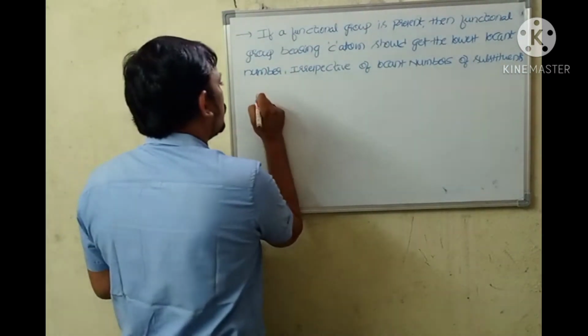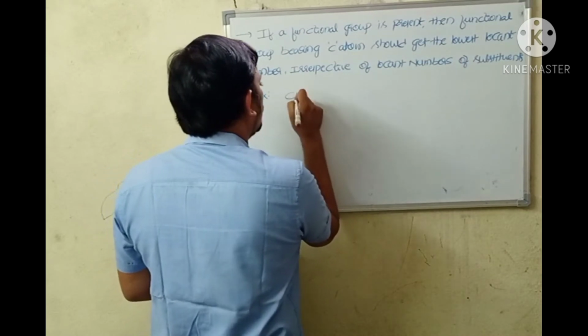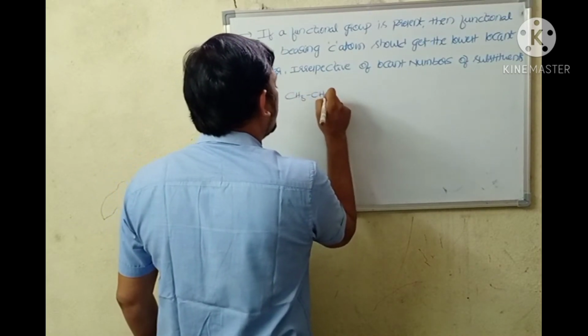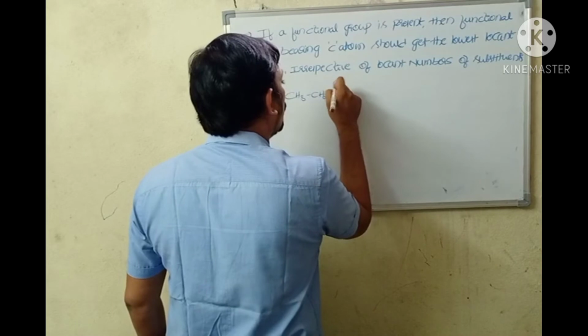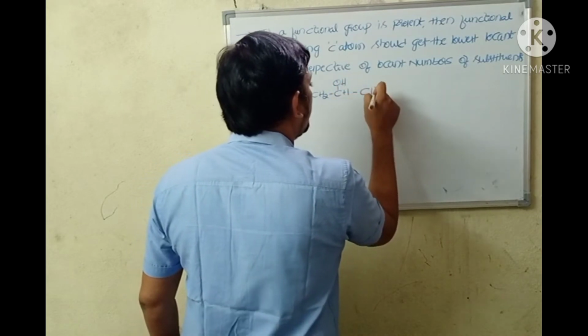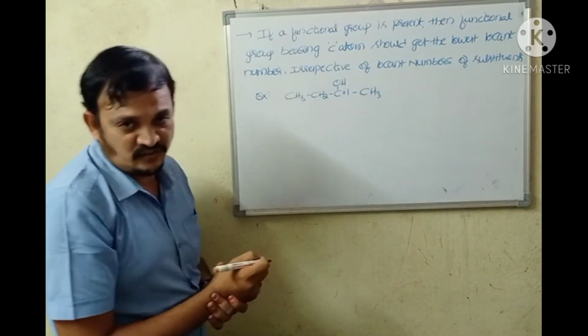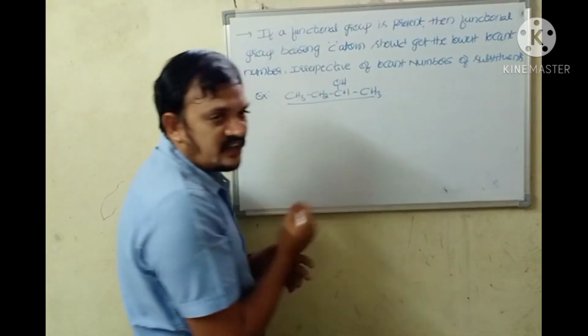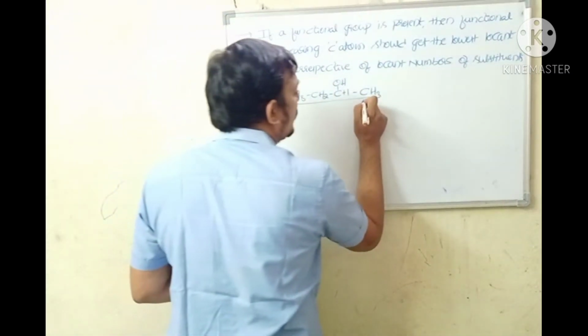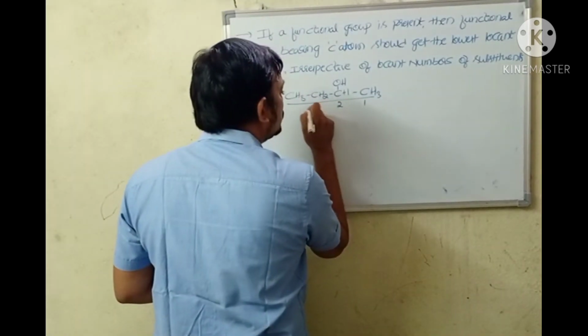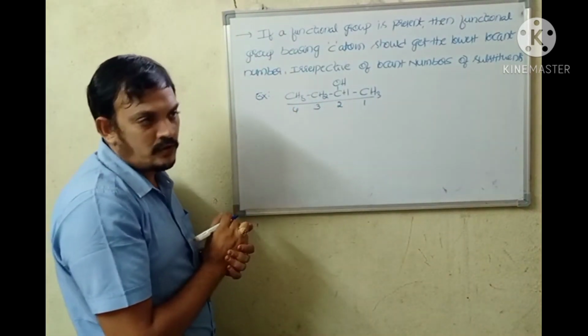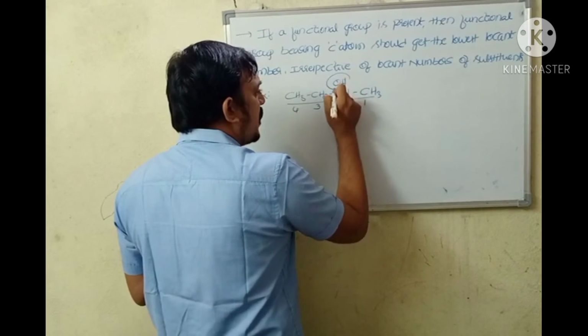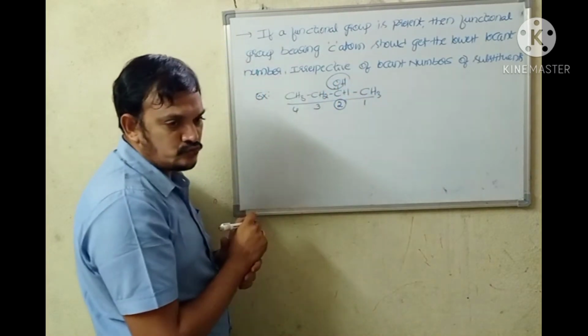For example, if I consider CH3, CH2, CHOH, CH3, a compound like that. It's not having any substituent. The 4 carbon atom chain is to be considered as the parent chain, and numbering is done from right to left, 1, 2, 3, 4. So the alcohol functional group carbon is getting locant number 2.